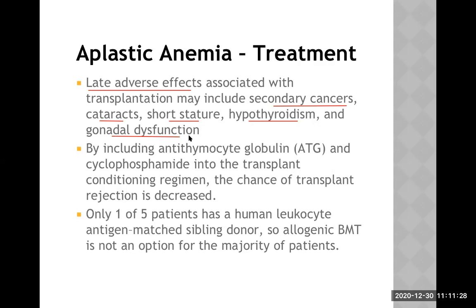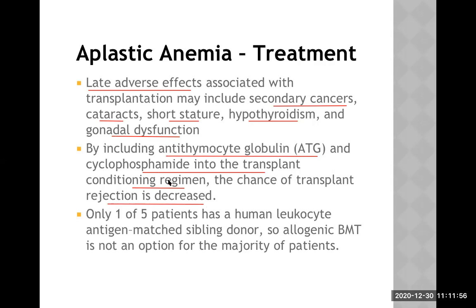So this procedure has a lot of problems. Because of this, and because of a very expensive type of treatment, many people opt against bone marrow transplantation, even if we counsel them properly. Now, by including anti-thymocyte globulin (ATG) and cyclophosphamide in the transplant conditioning regime, the chance of transplant rejection is decreased.